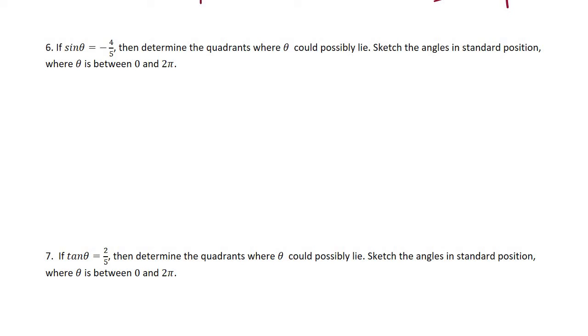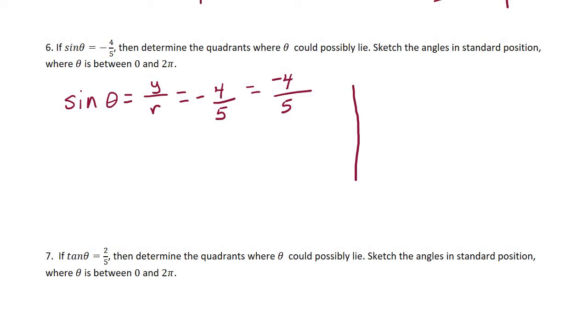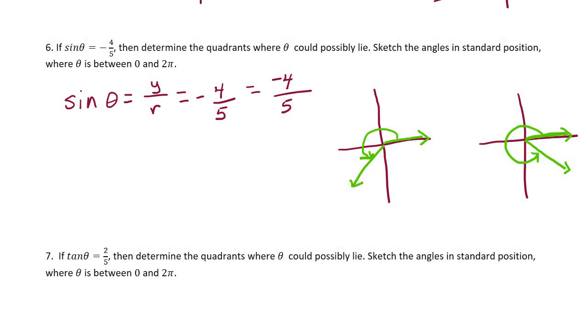Problem 6. If sine theta equals negative 4/5, then determine the quadrants where theta could possibly lie. Sketch the angles in standard position where theta is between 0 and 2 pi. So I know sine theta is y over r, and that is equal to negative 4/5. But remember that r is the radius and it's a distance, so it's positive. That means that the negative really has to go with the 4. So my y coordinate is negative. Y coordinates are negative in quadrants 3 and 4. And there's the sketch of my two angles.